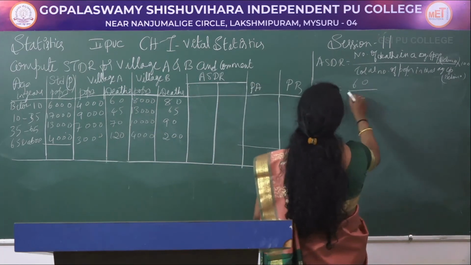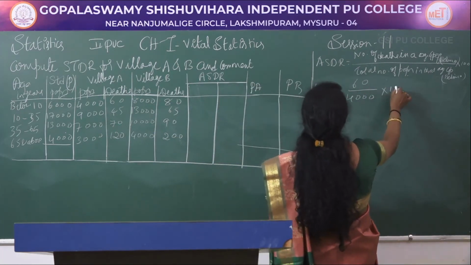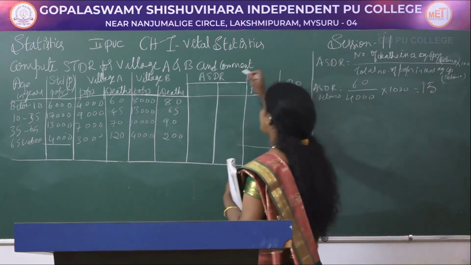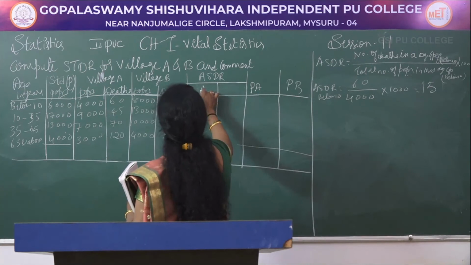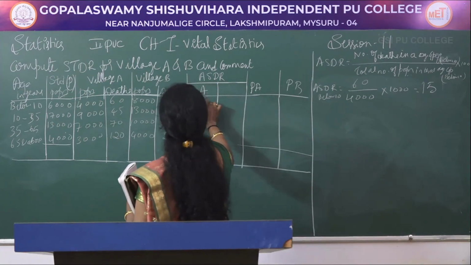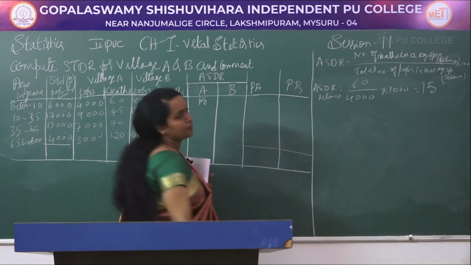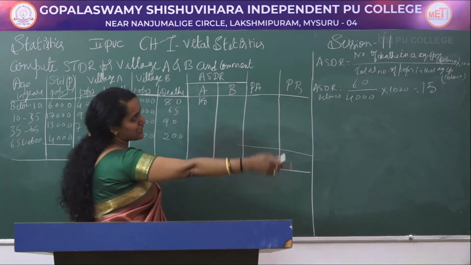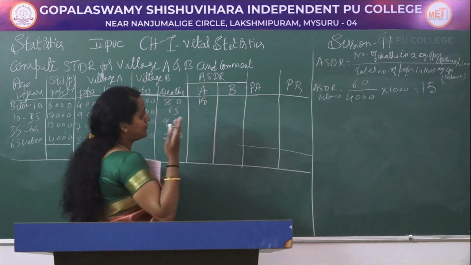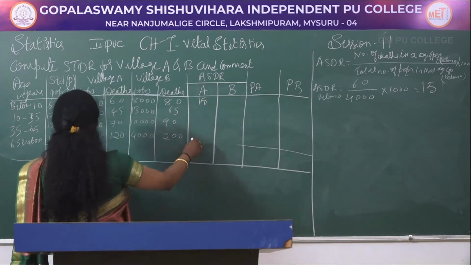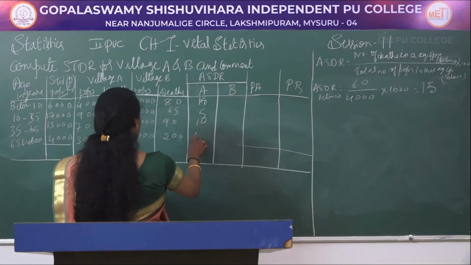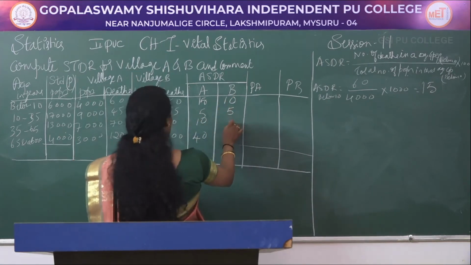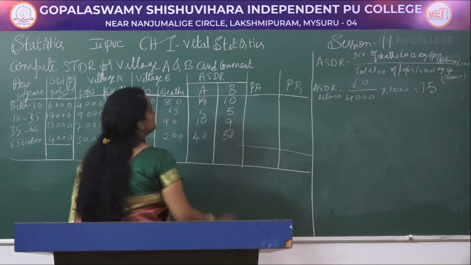60 divided by 4000 into 1000, and the value is 15. So the first ASDR value for village A is 15. Similarly, we have to calculate for village B also. After showing one calculation and the formula, I am writing the values here. It is 5, 10, 40, and for B it is 5, 9 and 50.